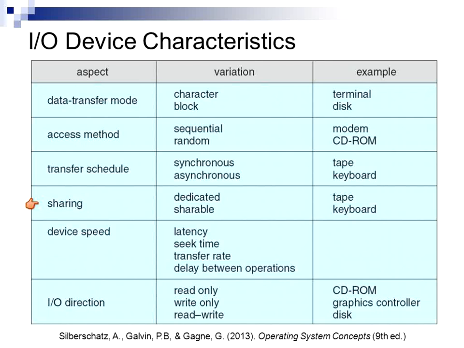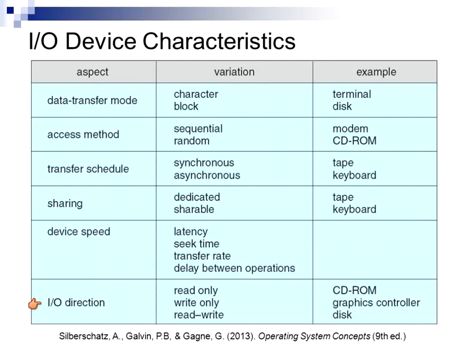Sharing: is the device shared or is it dedicated? Can only one program use the device at a time? How fast is the device? And we've talked about, especially with disk drives, how they have the latency and the seek time. But then if we're talking about something like flash memory, we only have the transfer rate. We don't have the actual heads and the disk drive spinning.